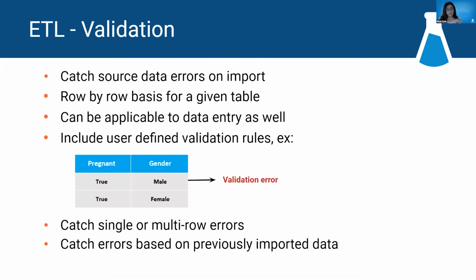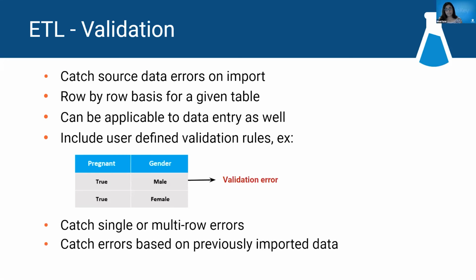Another key feature of ETL is validation. What validation allows us to do is to catch source data errors on import. Validation happens on a row-by-row basis for a given table. It can be applicable to data entry as well. So once you have set the validation and transformation, it is not in vain. Once you want to enter new data or edit the existing data, those rules are still applicable.